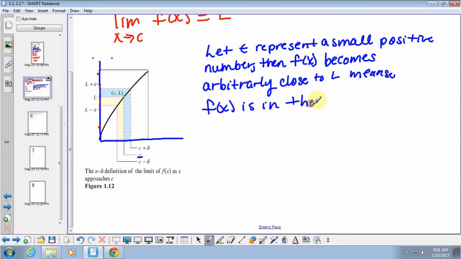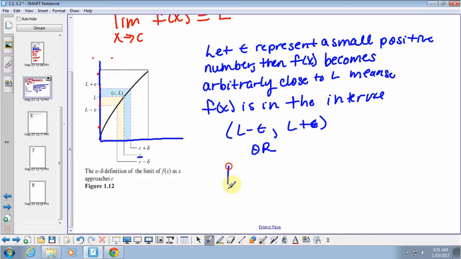the interval L minus epsilon, L plus epsilon. Or the absolute value of f of x minus L is less than epsilon. Epsilon is a very, very small positive number. So, f of x becomes arbitrarily close to L. That's what it means. These values are getting into that epsilon distance around L.